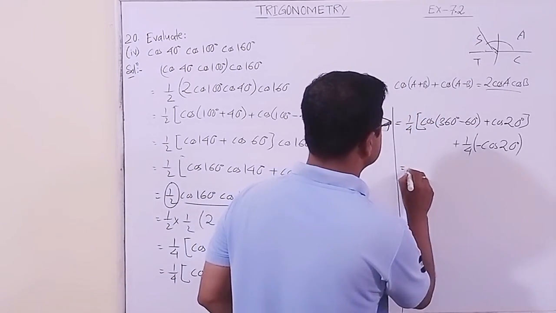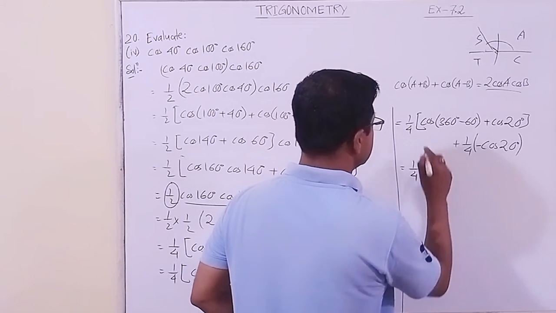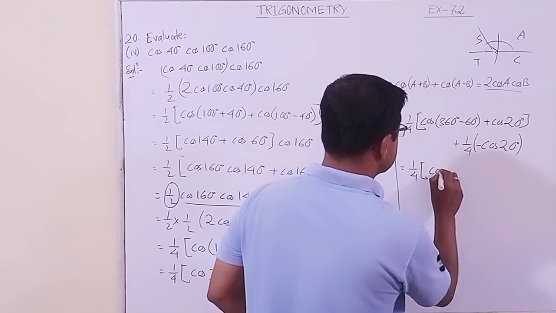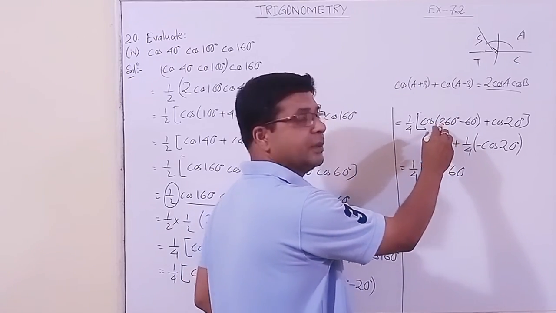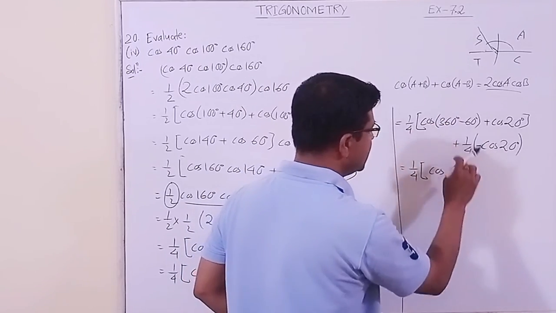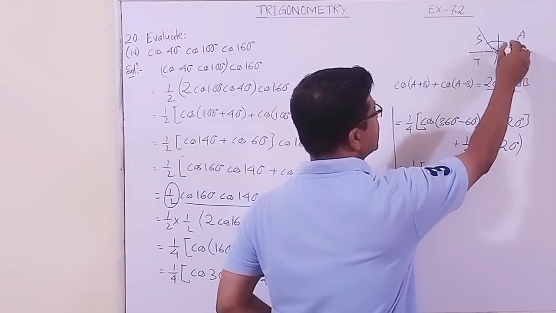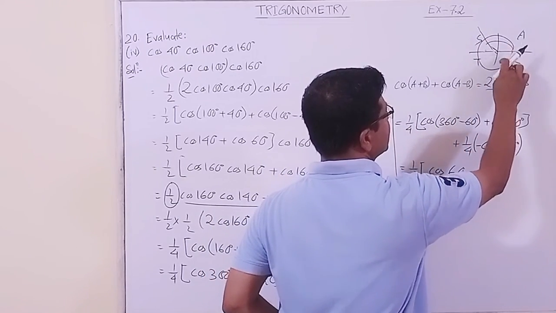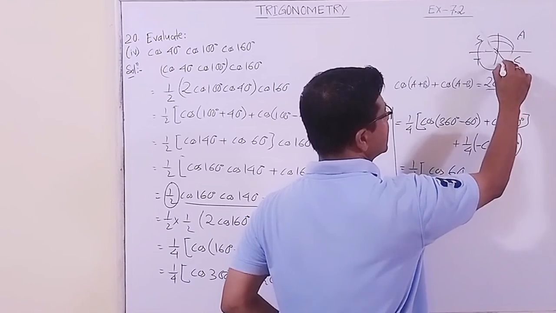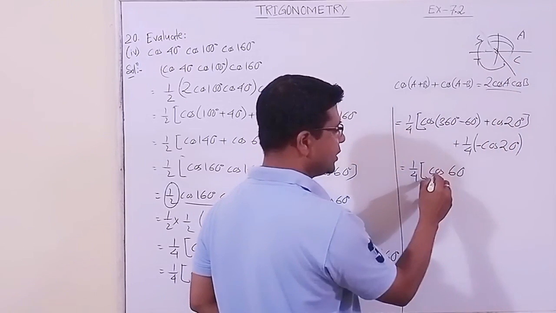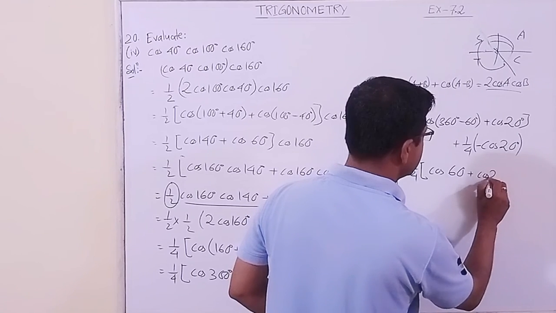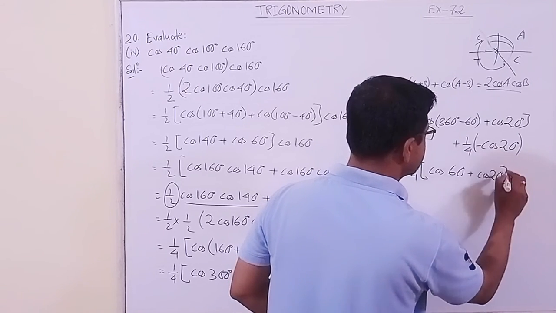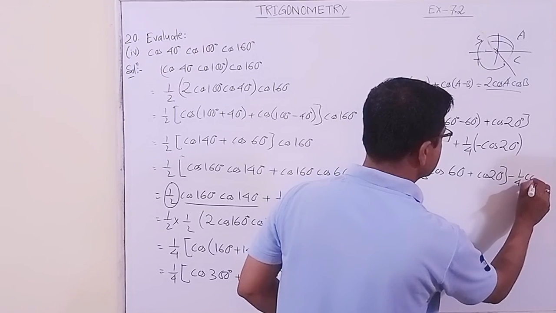So this is 1 by 4, this is cos 60 degree. How? You see, this is in terms of 360, that is an even multiple of 90. So cos 60 degree, plus or minus, it lies here. 360 minus something, that means this angle lies in the fourth quadrant. In the fourth quadrant, cos is plus, so this is plus cos 60. Then cos 20, then plus minus minus 1 by 4 cos 20.